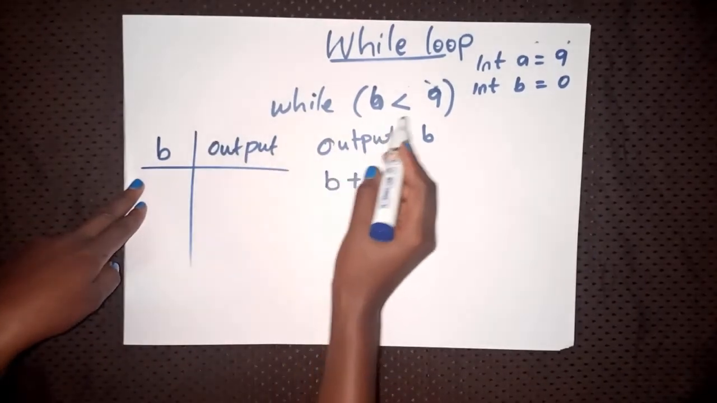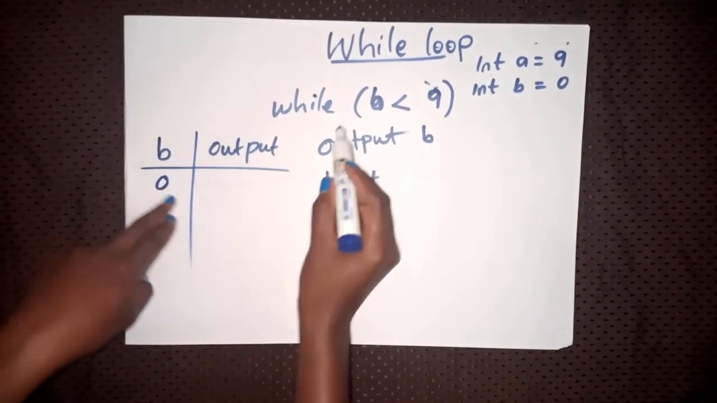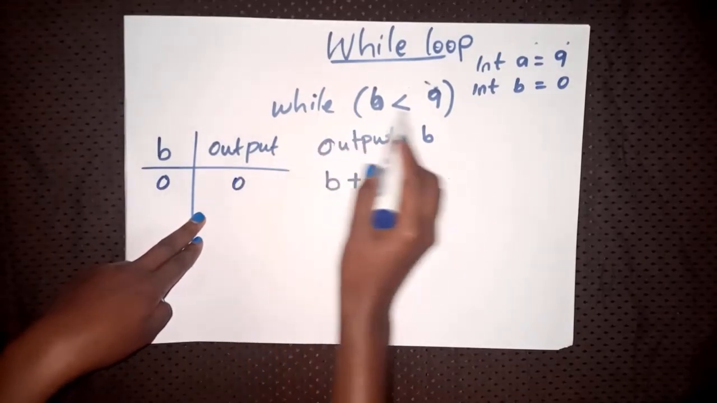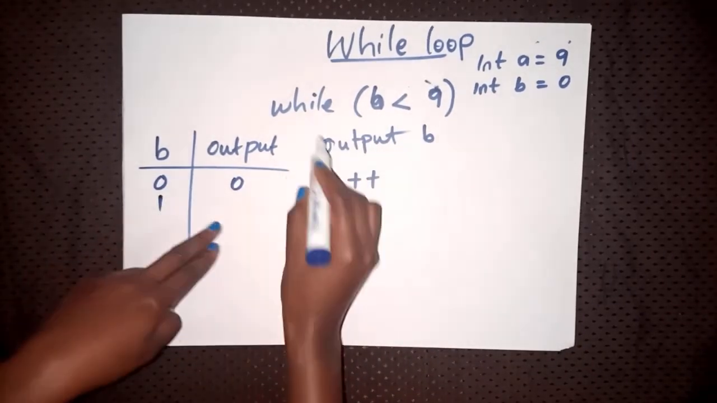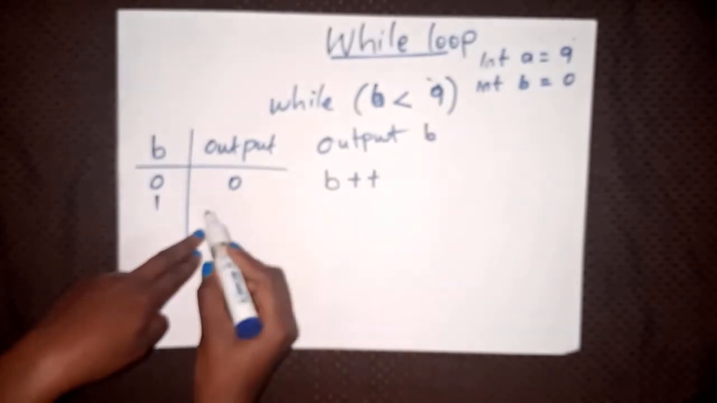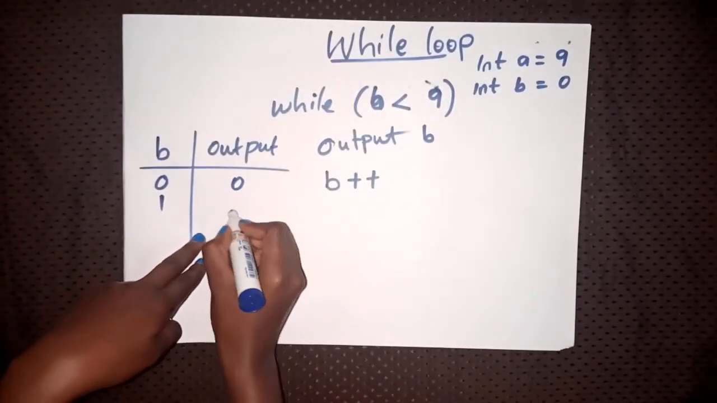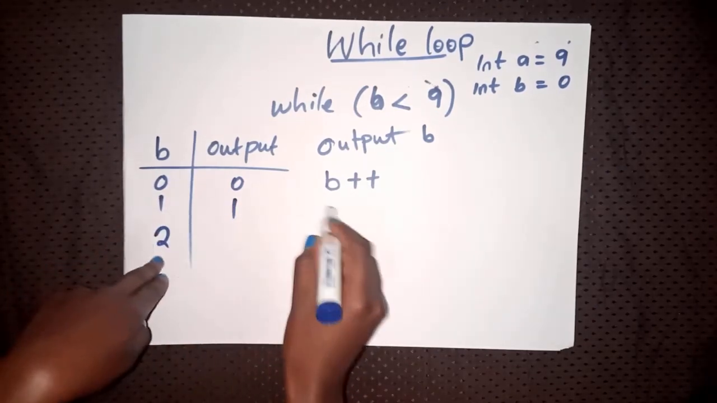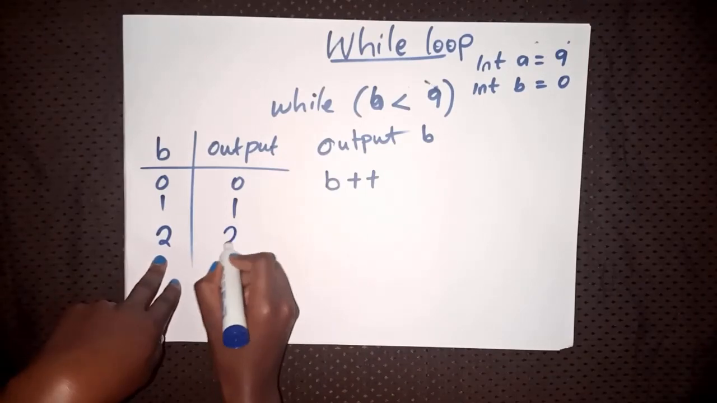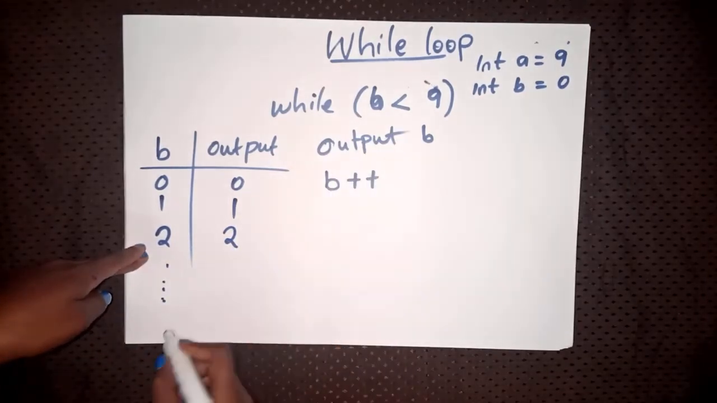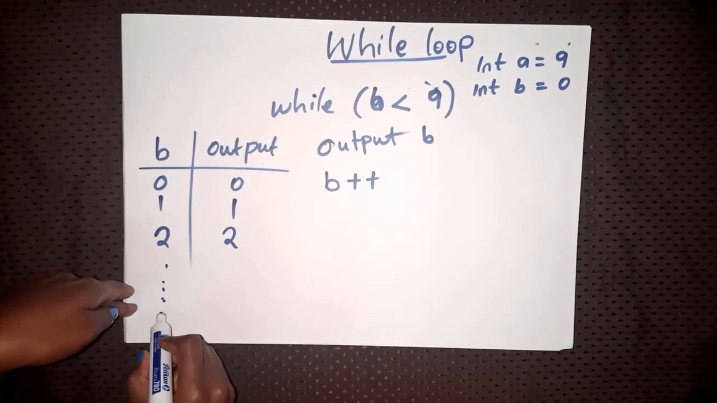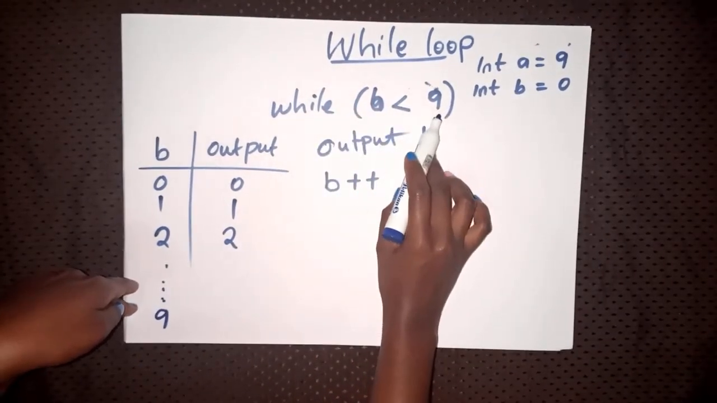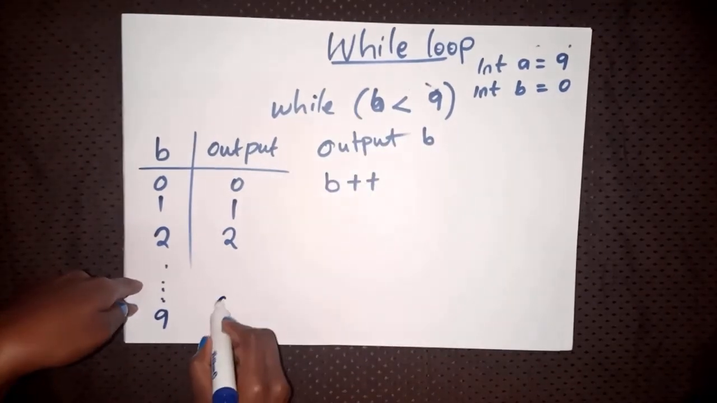At first b will be 0, and then while b is less than 9, output b, so output 0, and then increase by 1 and check. It's still less than 9, so output 1, check, 2, still less than 9, output 2. Do the same until b is 9. Check: it's not less than 9, it's equal to 9, so we don't go back into the loop, we exit it.